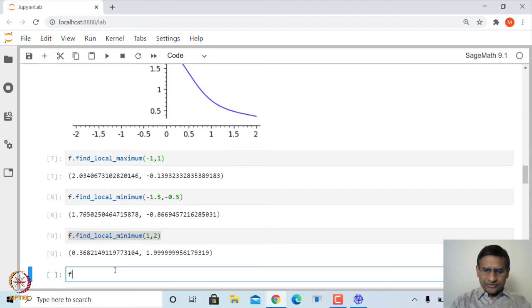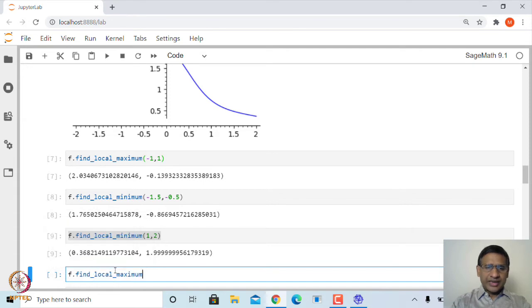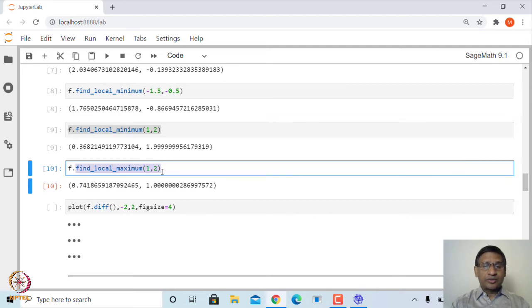1. So, let us say f dot find local maximum between 1 and 2. This will give you the maximum lies at 1.00, and this is the maximum value. So, this will always find a maximum or minimum, though it may not be a local maximum or local minimum. The point may not be a critical point, right.